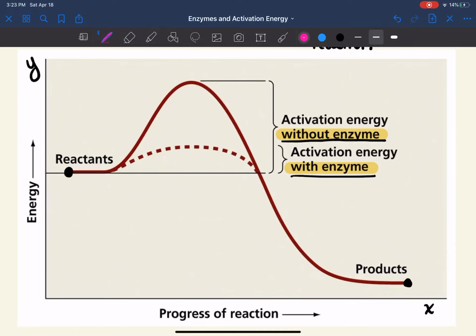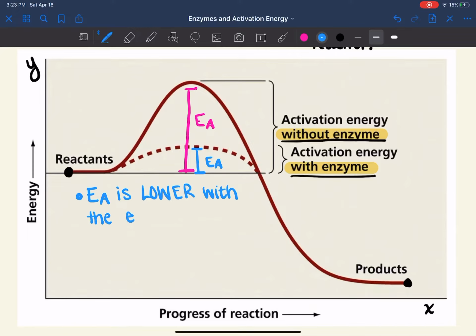Okay? So now you'll see that the activation energy without the enzyme is about that much. And then the activation energy with the enzyme is about that much. So which one is lower? If you said with the enzyme, you are correct. So the activation energy with the enzyme is going to be lower. With the enzyme. And I want you to think about why this is so important.